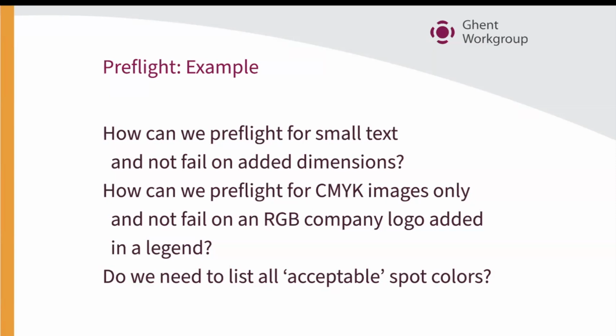Or similarly, if you want to pre-flight that your printed document only contains CMYK images or images with certain attached profiles. But what if your legend that you put on your artwork contains an RGB company logo? How do you exclude that? If you use processing steps or not, you might not need to list all acceptable spot colors. You can only focus on the spot colors that you will print instead of everything around it.